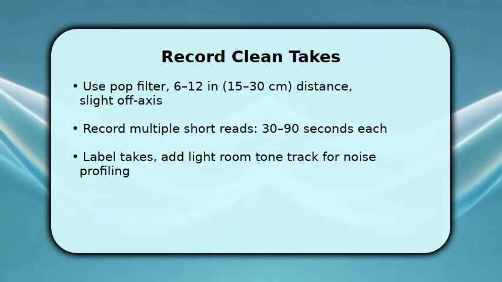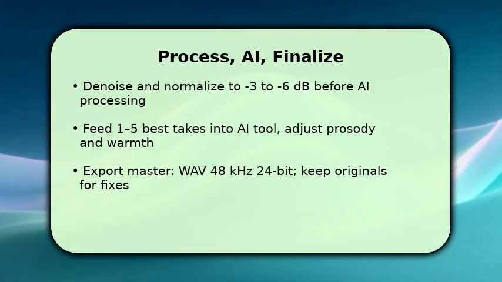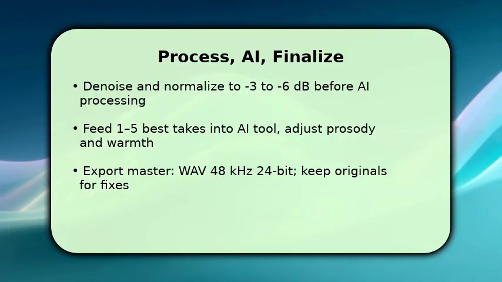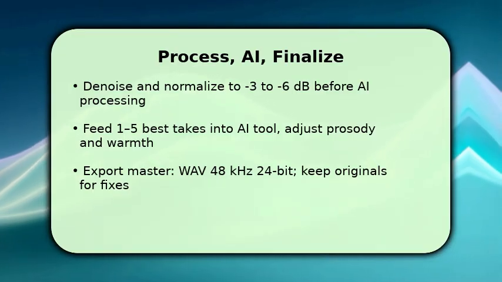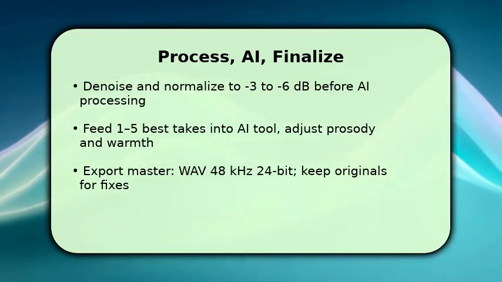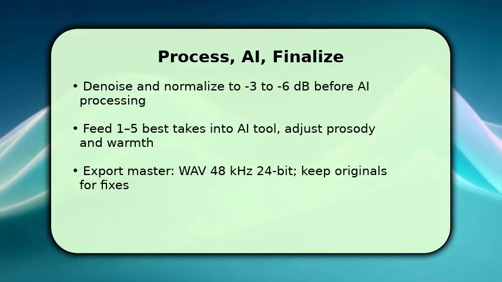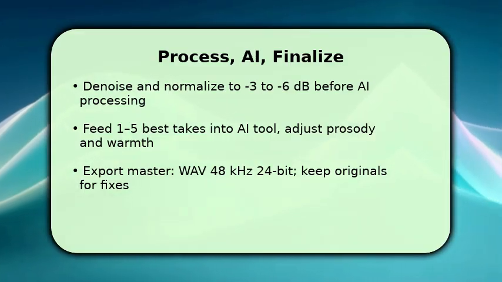You finish by cleaning and enhancing. Run a gentle noise reduction and normalize peaks to around -3 to -6 dB so the AI model has consistent input. Load your best 1 to 5 takes into the AI voice tool, tweak prosody and warmth to match your channel's tone, and preview in context with music.